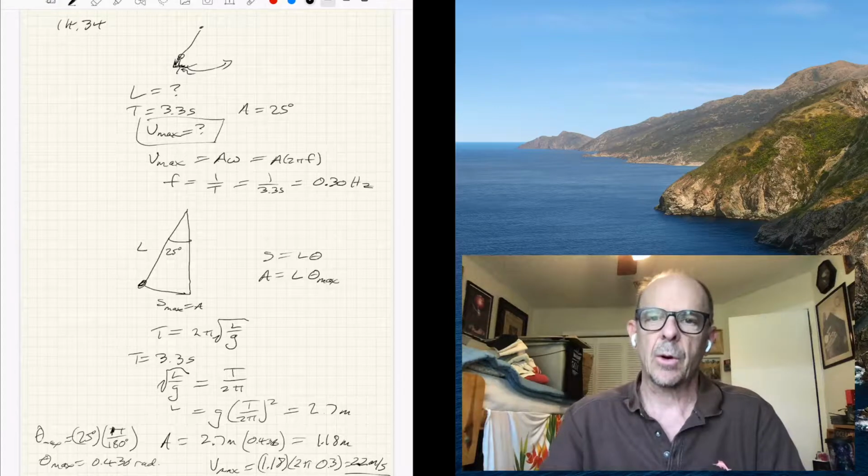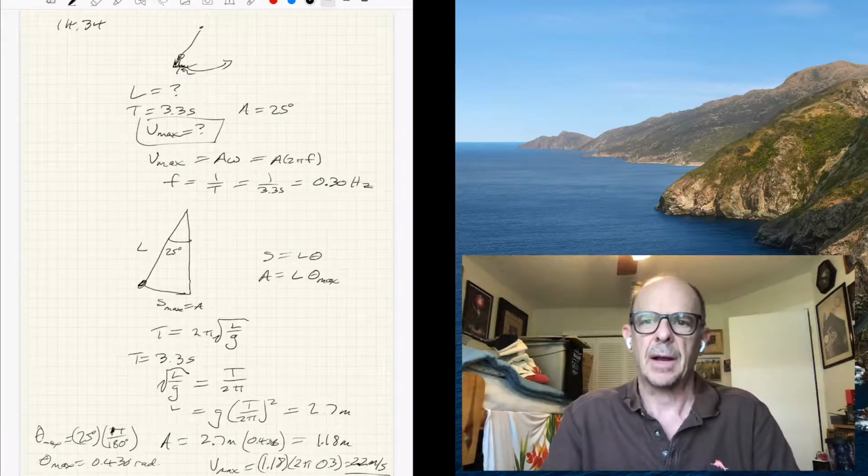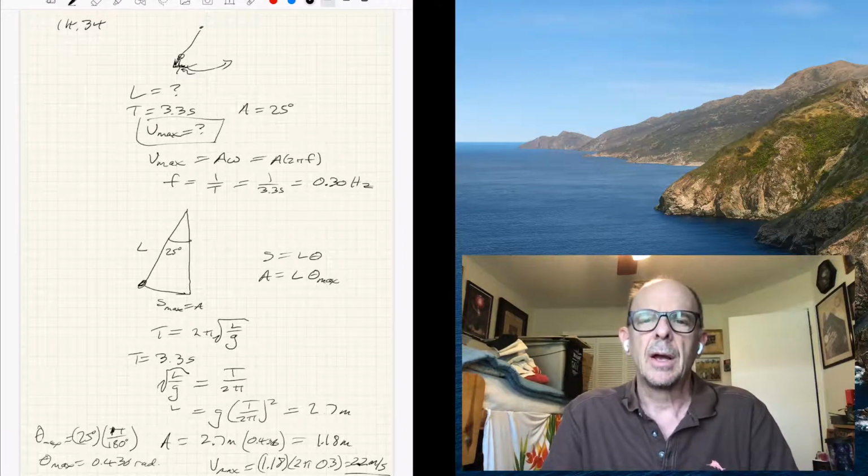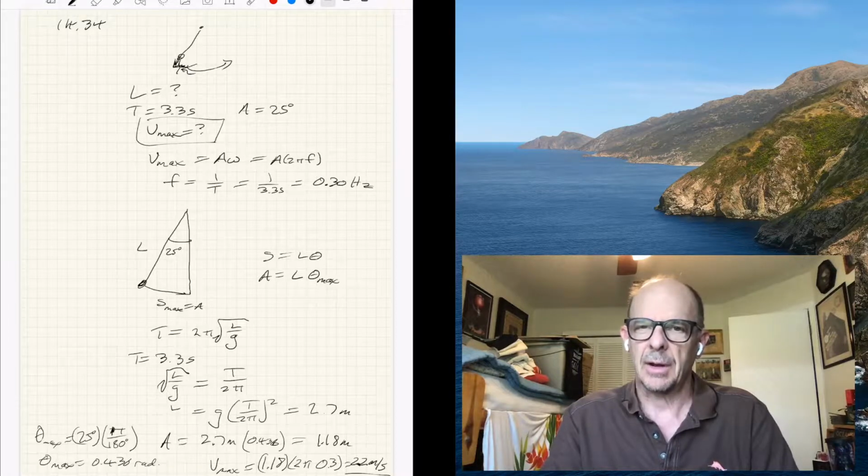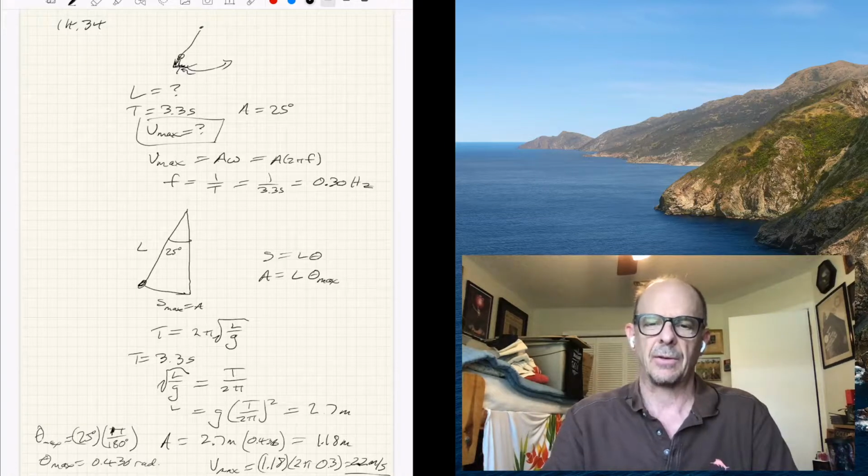Okay, so the way we worked through this problem, made a sketch of it, identified what we know and didn't know. That told us that in order to get what the question is asking for, which is the maximum speed, we needed to figure out an amplitude in meters, and we worked through to get the amplitude in meters from the amplitude in degrees by converting it to radians and figuring out the length of the pendulum from the period.